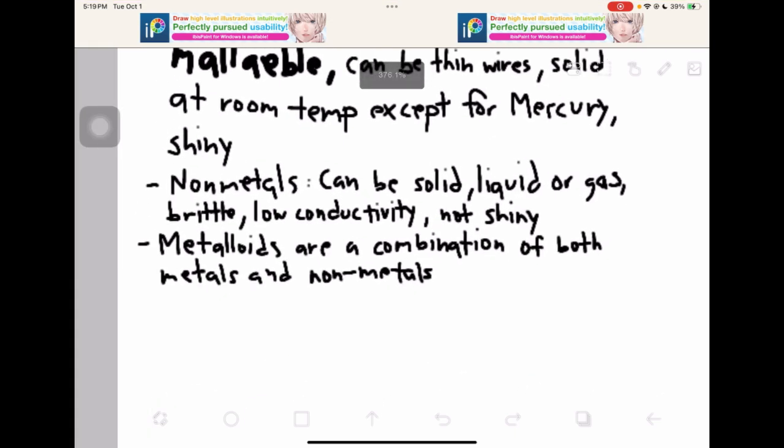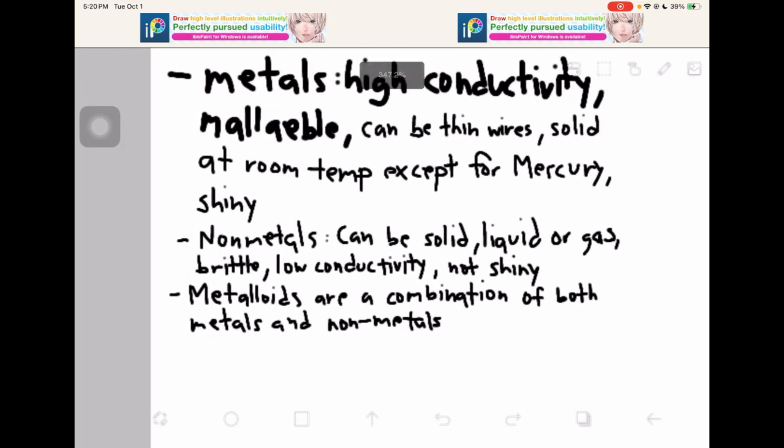Anyway, last one is metalloids. They're just a combination of both metals and non-metals. So a good example would be antimony. This is shiny but brittle. You can look it up, A-N-T-I-M-O-N-Y. And boron, which is shiny and can conduct but is brittle. It can conduct electricity, which is metal. Shiny, which is metal, but it's brittle. So it's a mix of non-metal and metal properties.